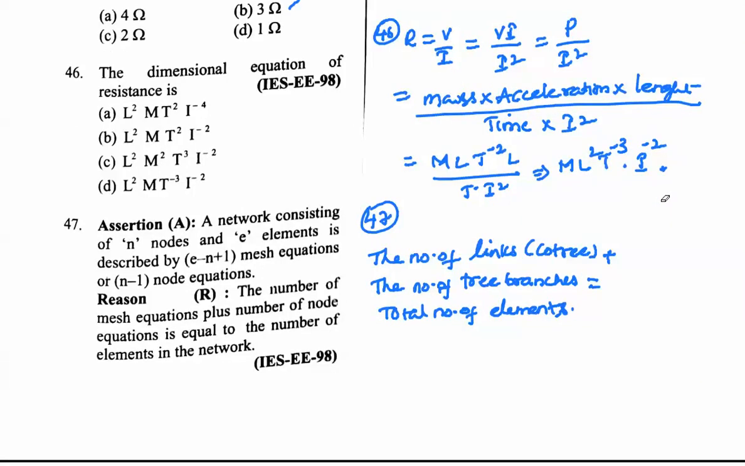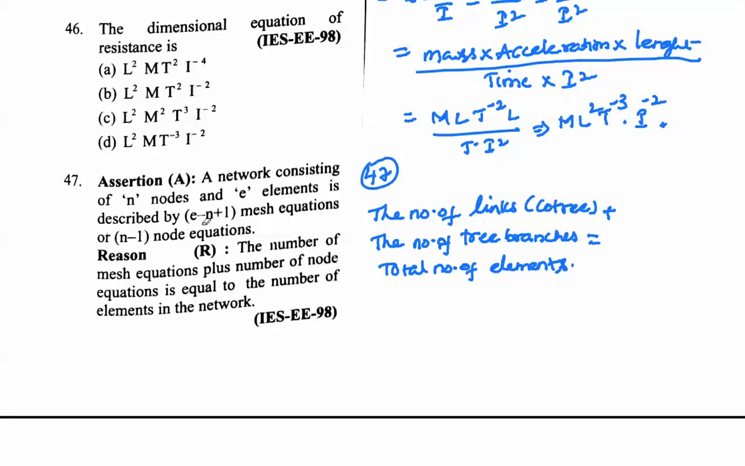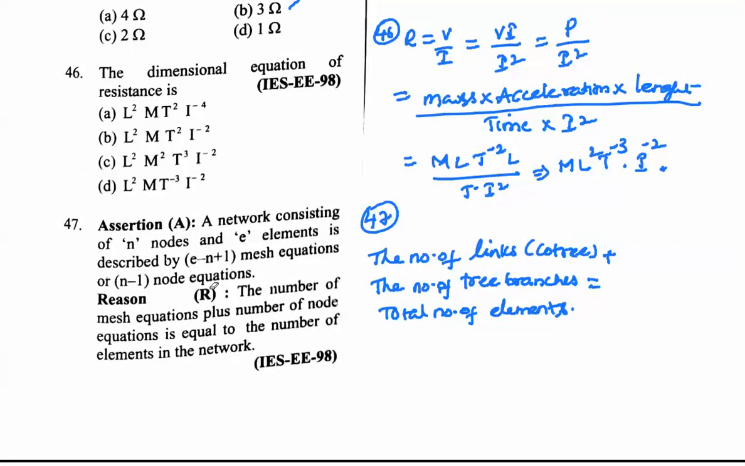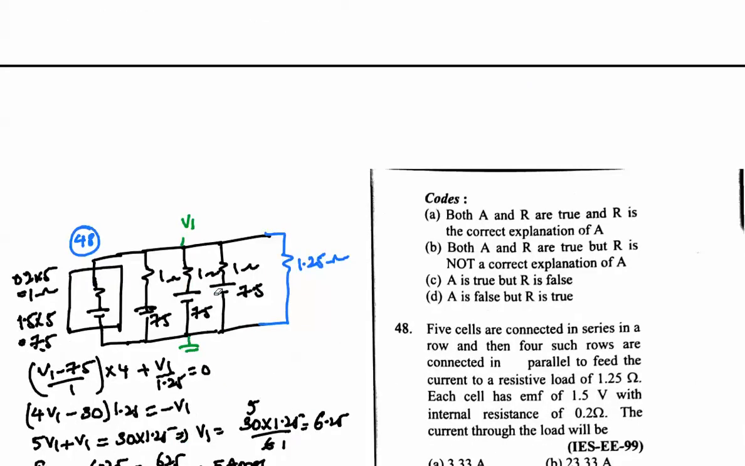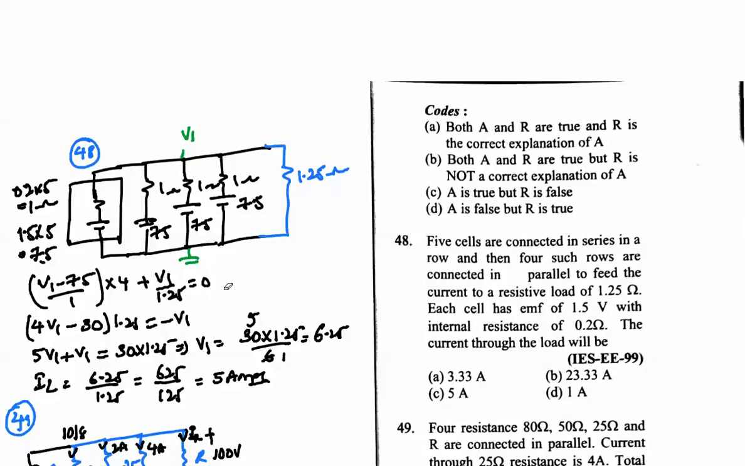Okay, next, 47th question. The number of a network consisting of n nodes and e elements is described by mesh equations or node equations. Okay, the number of mesh equations plus number of node equations equal to the number of elements. So here, the statement A and the reason are true and R is supporting A. Okay, so both A and R are true and R is the correct explanation of A here, right?